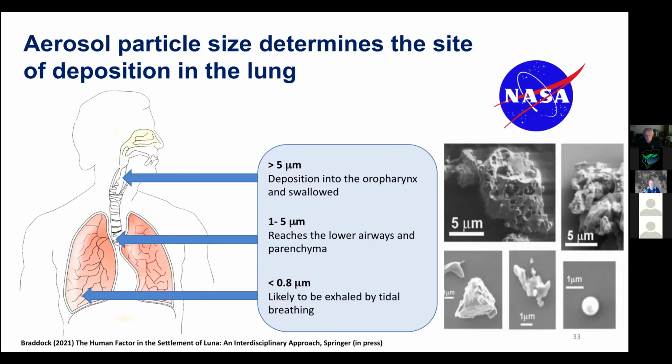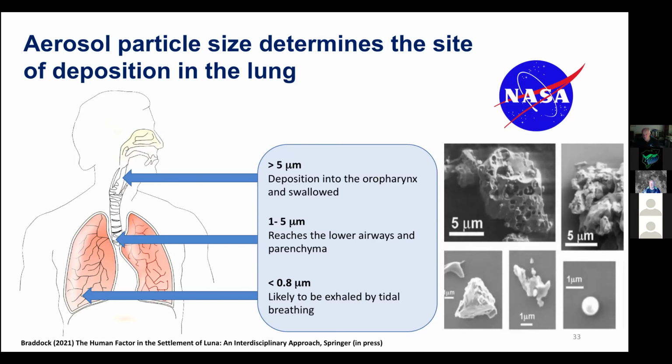So why is it important to think about the particle size? Well, if you take a look at the particles on the right-hand side, you imagine a 1 micron particle. It would certainly get into your lower airways and your parenchyma. Less than 0.8 microns would get deep into your lung, likely be exhaled by what we call tidal breathing, which is just our normal in and out breathing. But nevertheless, there will be a component that gets lodged in the lower airway.